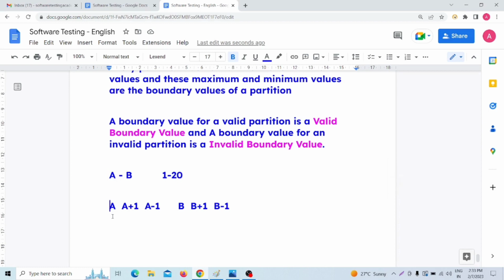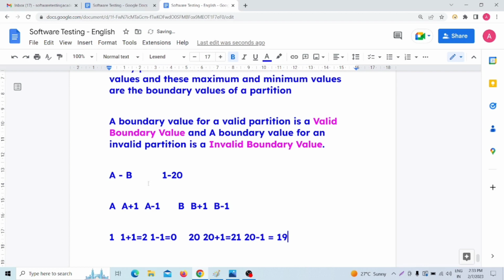A equals 1, and A plus 1 means 1 plus 1 equals 2. And what is A minus 1? 1 minus 1 is 0. Same for B. B is 20, so B plus 1 means 20 plus 1, which is 21. And B minus 1 is 20 minus 1, which is 19.